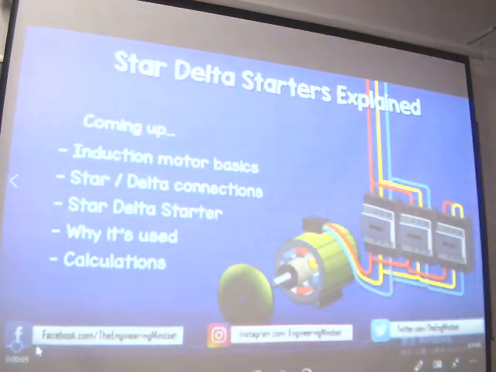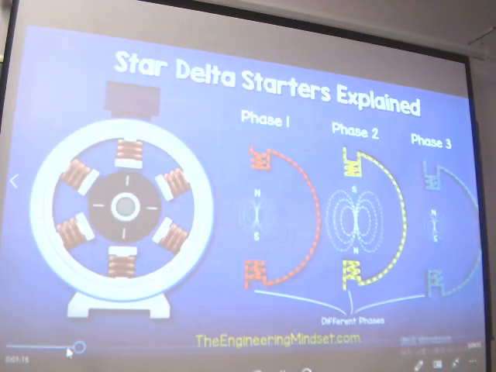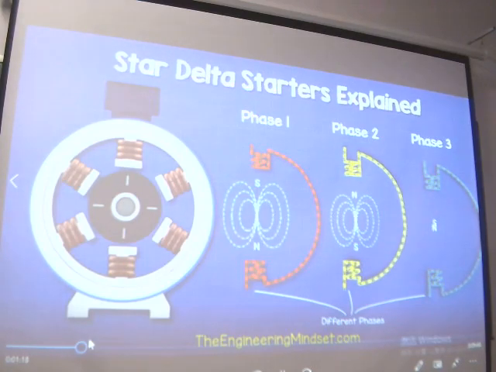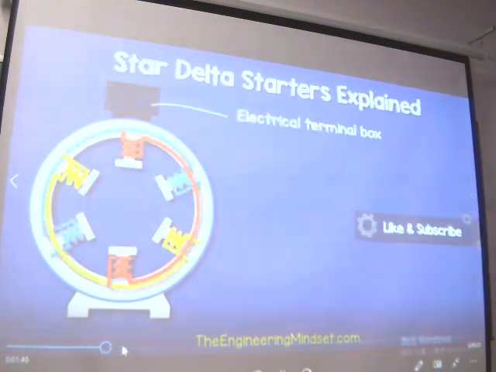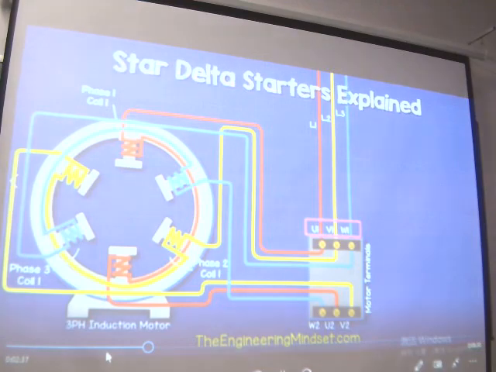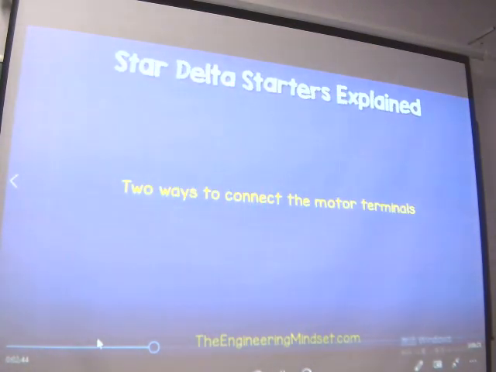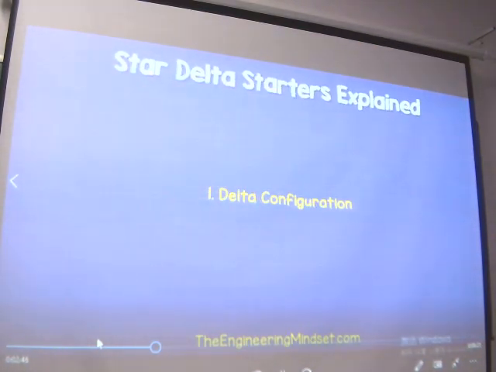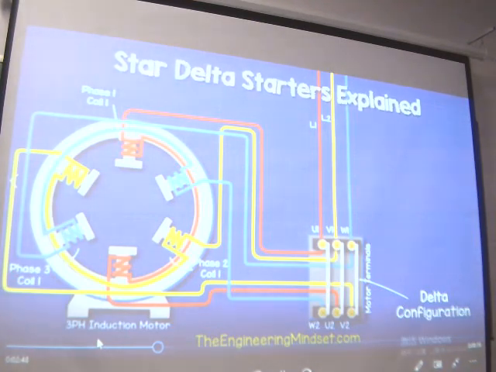Hey there guys, Paul here from the Engineering Mindset. This means that the magnetic field will change in intensity. Here's a real world example of an induction motor's electrical terminals. We always connect the supply side to terminals U1, V1 and W1. Now for the motor to run, we need to complete the circuit. And there are two ways to do this. The first way is the delta configuration. For this, we connect across the terminals from U1 to W2, V1 to U2, and W1 to V2. This will give us our delta configuration.